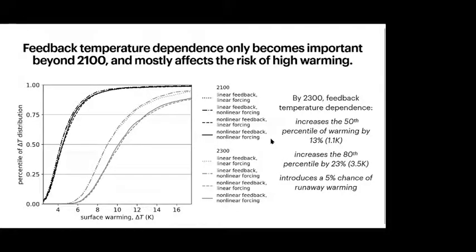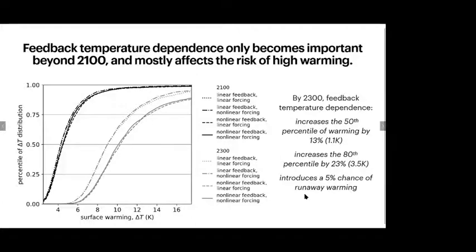So to summarize, for almost every model, equilibrium warming per doubling increases with CO2 level. For almost every model, the forcing is not enough to explain this increase. For almost every model, there's a positive feedback temperature dependence, which does seem to explain this increase. And this effect is not necessarily important for warming in this century, but could be important for assessing the risk of high warming in the coming centuries. Thank you very much for listening, and I'm happy to take any questions.